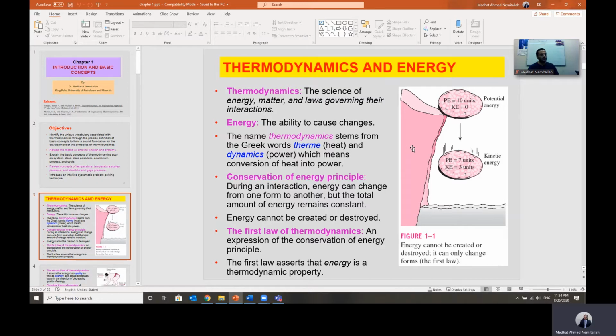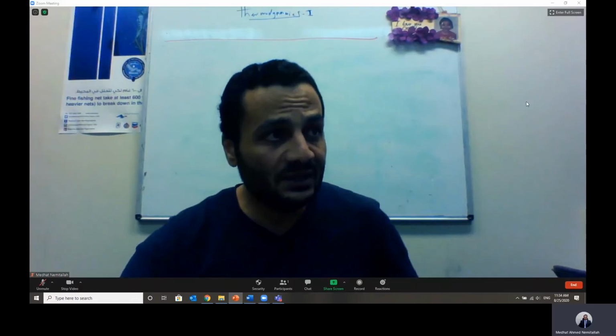Okay, so let's look at this example here. We have in this example a stone that is suspended at the top of a mountain.